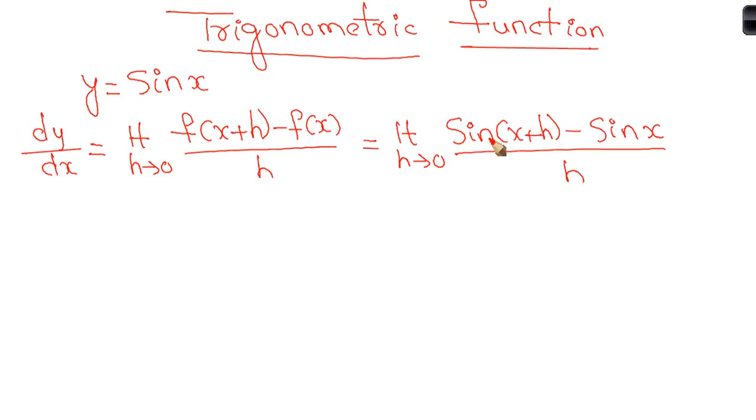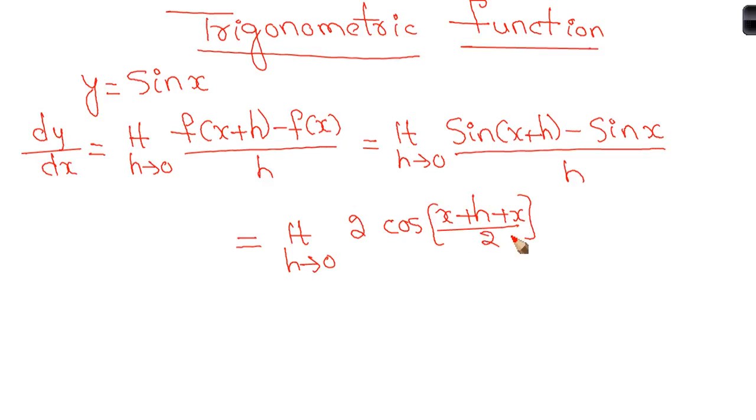What is the formula for sin c minus sin d? Limit h tends to 0, sin c minus sin d is 2 cos of (c plus d) by 2, that is (x plus h plus x) by 2, into sin of (x plus h minus x) by 2, all divided by h.